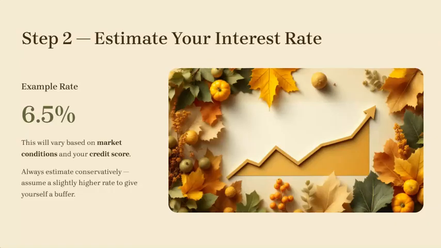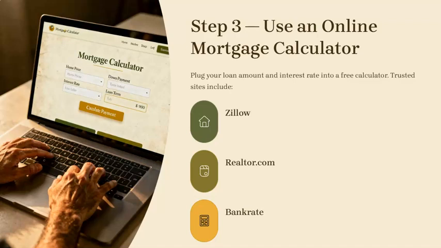So let's estimate your interest rate. Let's use the example of 6.5%. This will vary based on market conditions and your credit score, but always estimate conservatively. Assume a slightly higher rate to give you a buffer. Step 3. Use an online mortgage calculator. Plug your loan amount and interest rate into a free calculator with these trusted sites. You can go to Zillow, Realtor.com, or Bankrate.com.